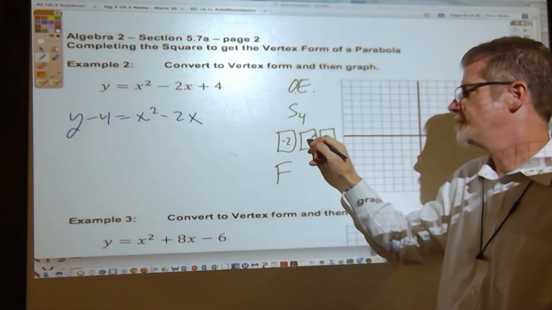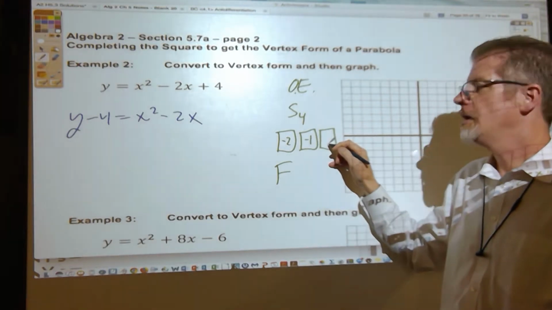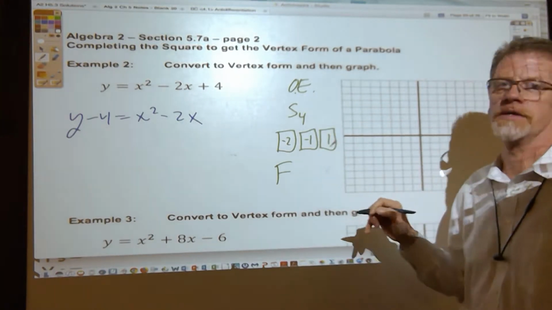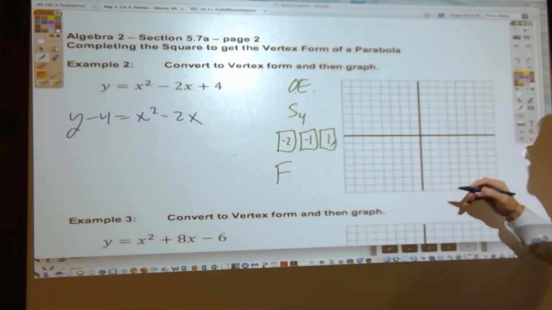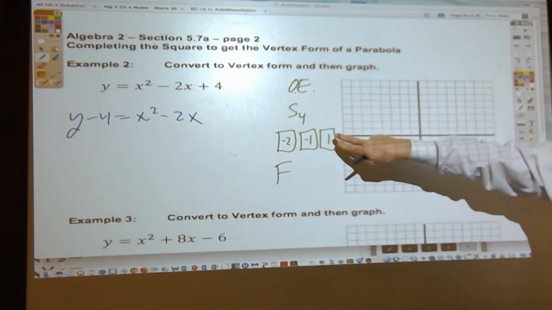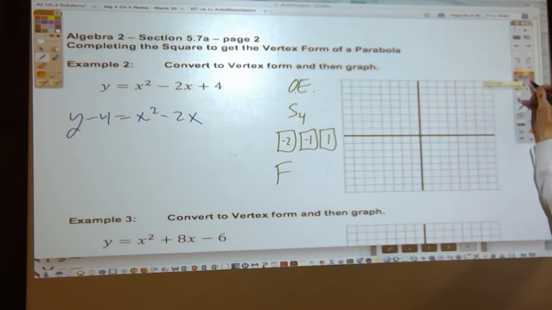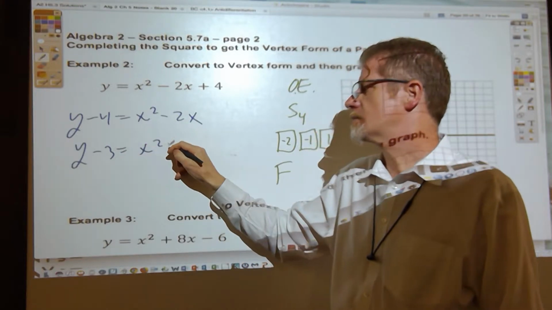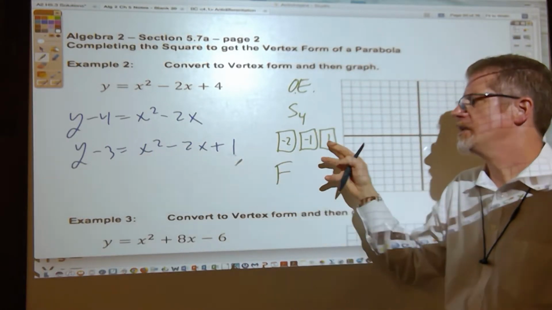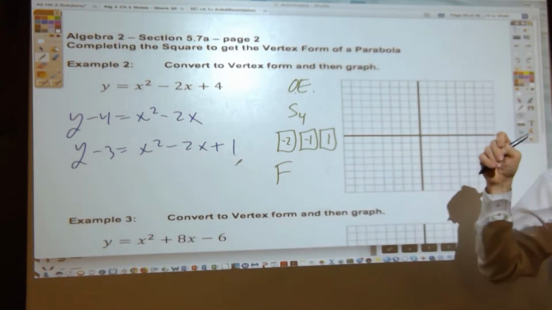Negative 2. Negative 1. Negative 1 squared is positive 1. That's correct. Thank you, Sarah. So, that's just a signal that you're going to add 1 to both sides, whatever the third box is. So when you add 1 to both sides, I hope you come up with y minus 3 equals x squared minus 2x plus 1. Any questions on these first 2 lines I asked you to generate?